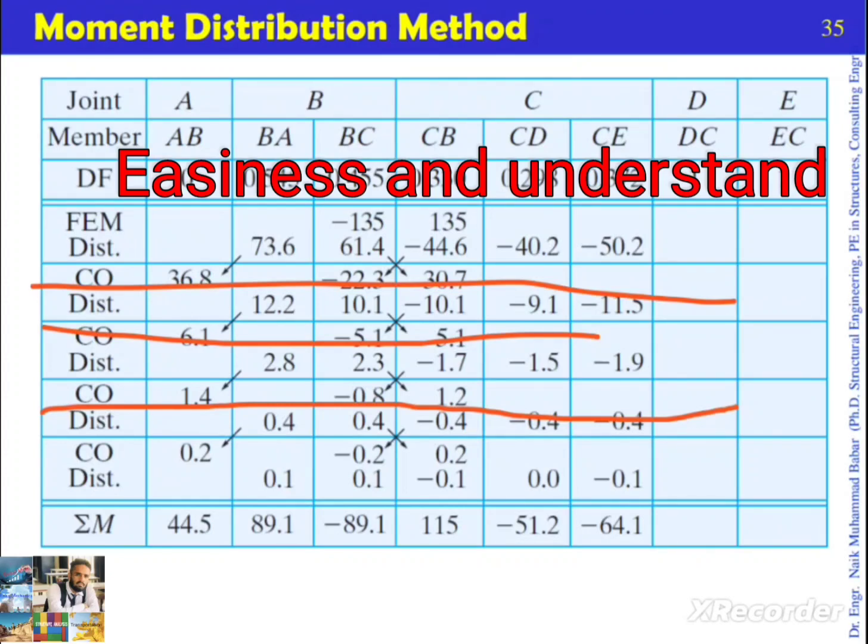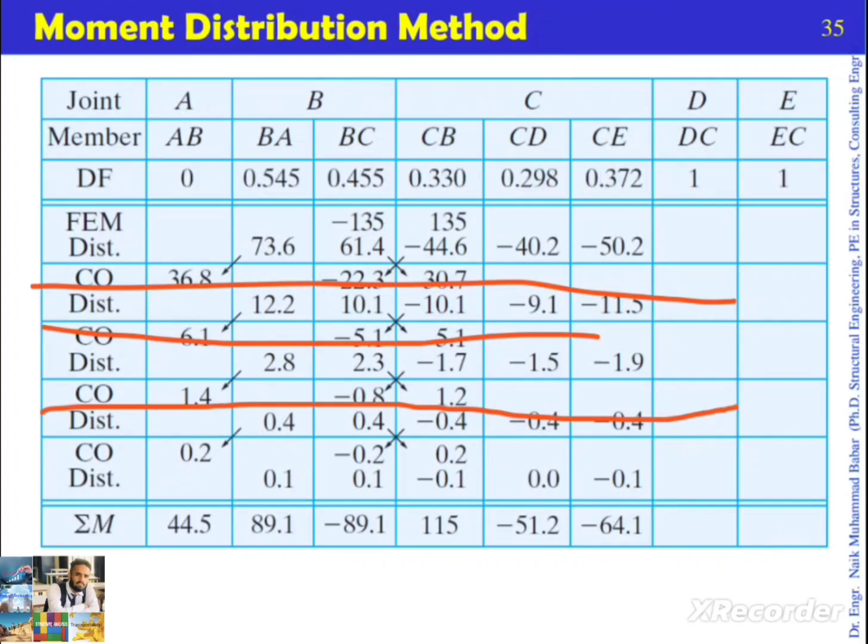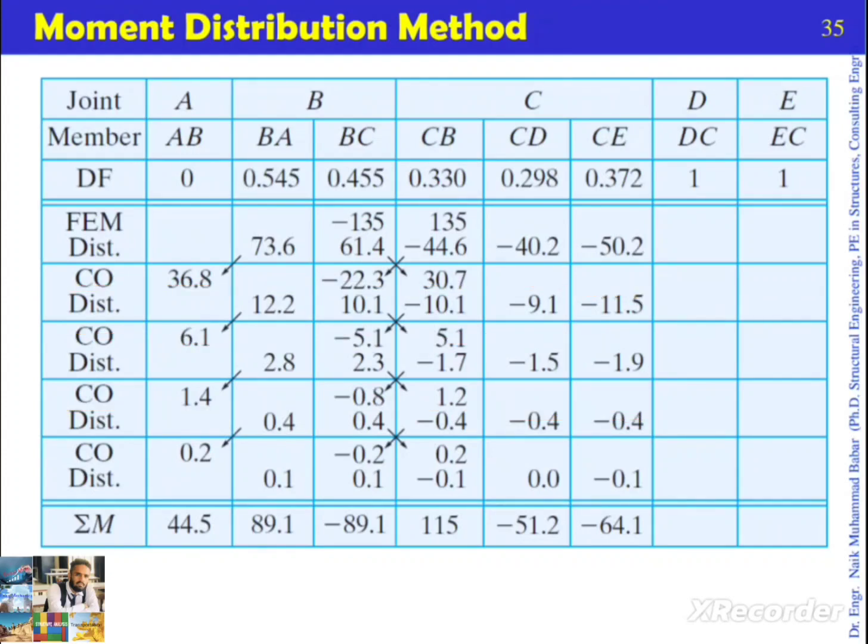Remember this for your understanding. Make separate rows. So you will calculate the moments at each joint. So the first row is joints. For the given frame there are 5 joints: A, B, C, D and E.